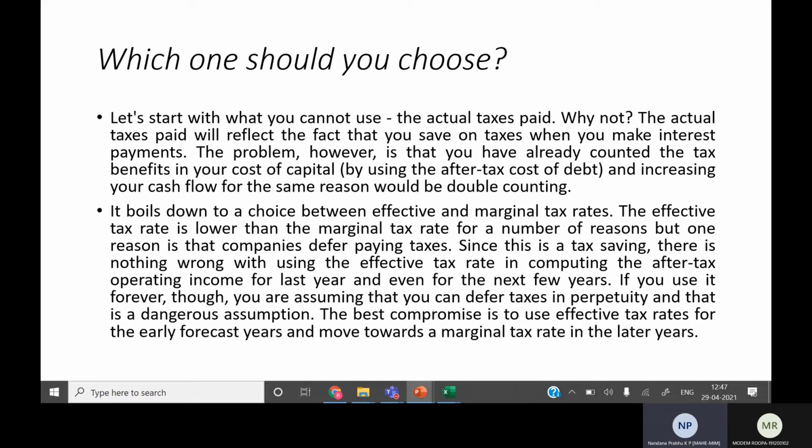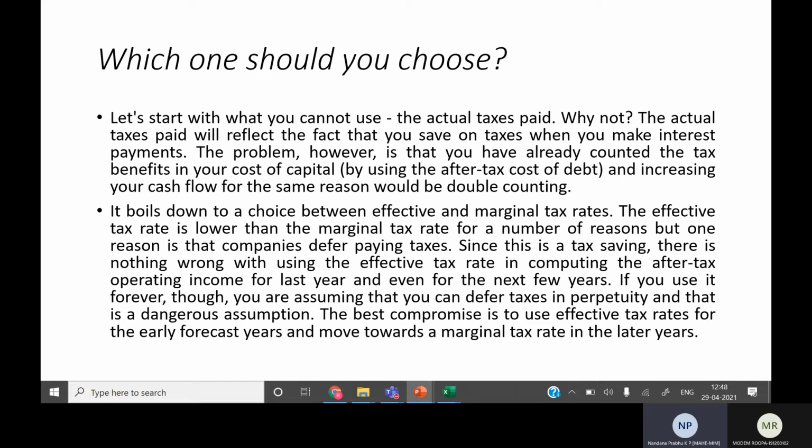Therefore, it boils down to a choice between effective and marginal tax rates. The effective tax rate is lower than the marginal tax rate for a number of reasons, but one reason is that companies defer paying taxes. Since this is a tax saving, there is nothing wrong with using the effective tax rate in computing the after-tax operating income for last year and even for the next few years.